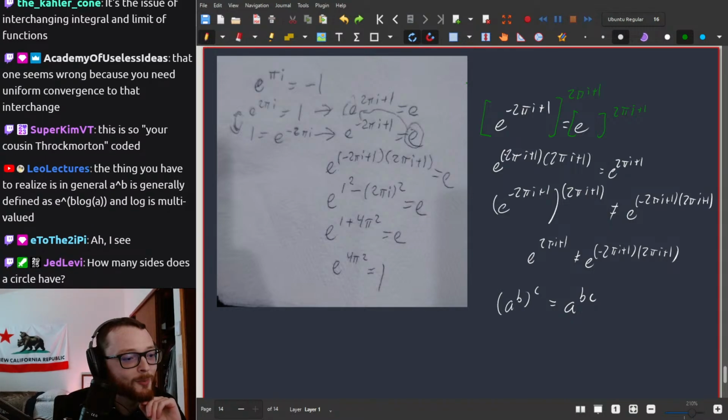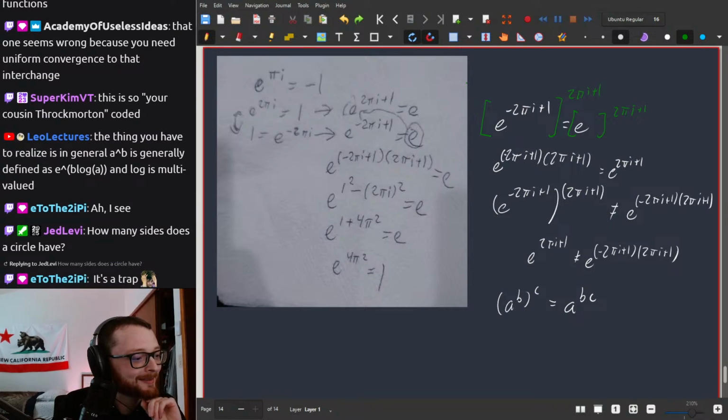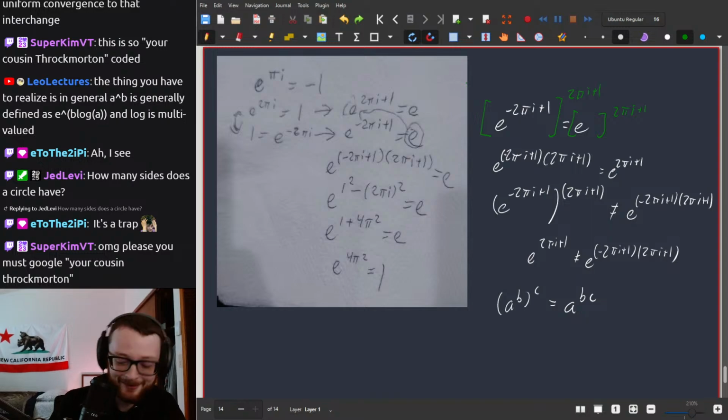Your cousin Throckmorton coded? I don't know what that means. Throckmorton. In general, a to the b is generally defined as e to the b log a. And log is multi-valued.